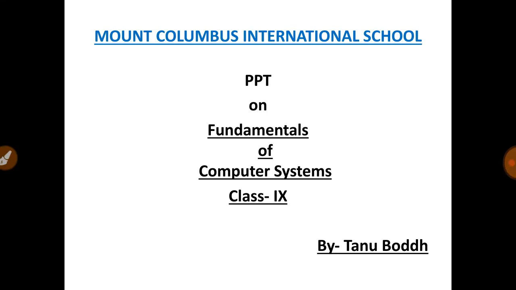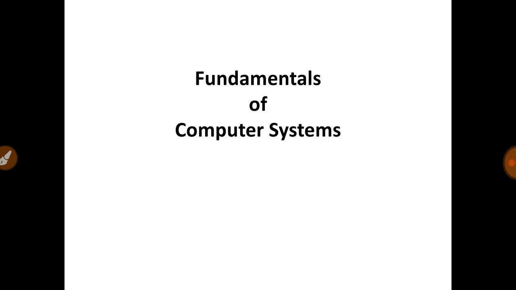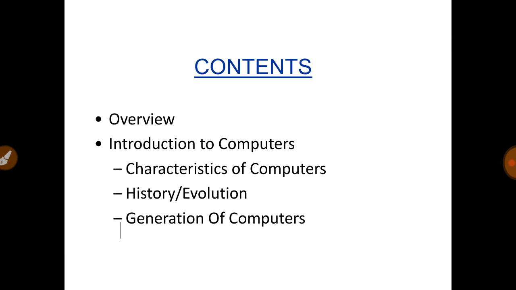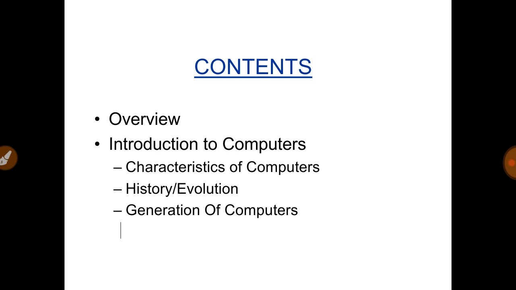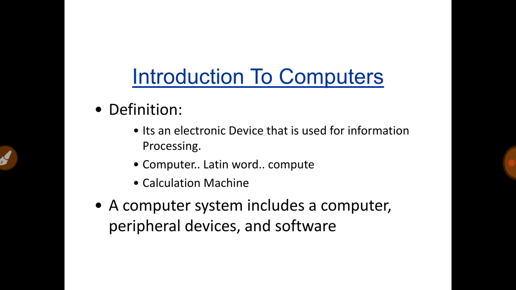In this video I explain the fundamentals of computer systems: introduction of computer, characteristics, history, and generations of computer. Now, the definition of computer. A computer is an electronic device which processes user data as per instruction to produce a desired output.